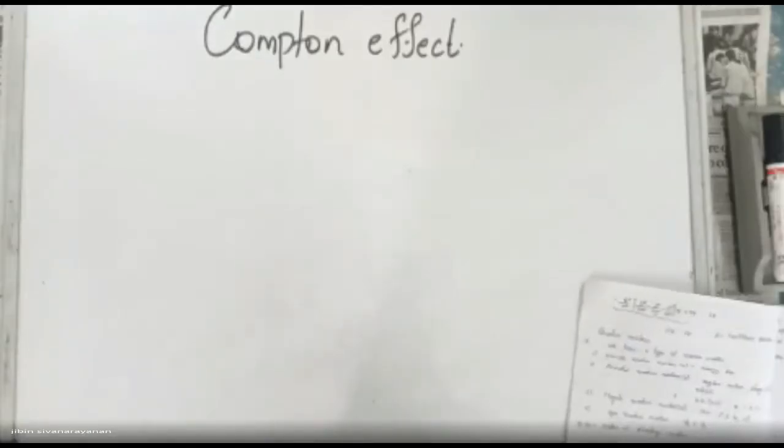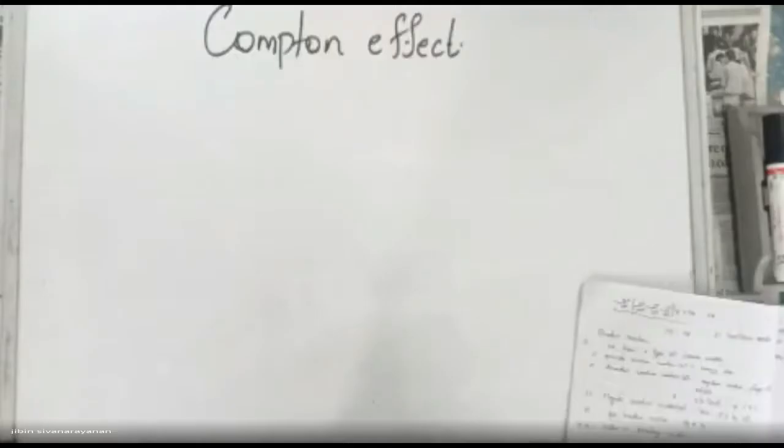Sir, in spectroscopy, we studied about Stokes line and anti-Stokes line in the Raman effect. Is there any relation between the Compton effect and the Stokes line? The Raman effect is actually completely different. It is also a scattering phenomenon.